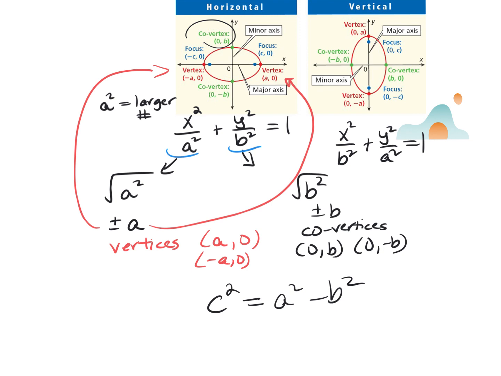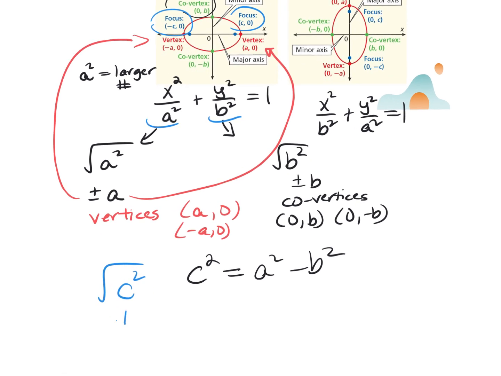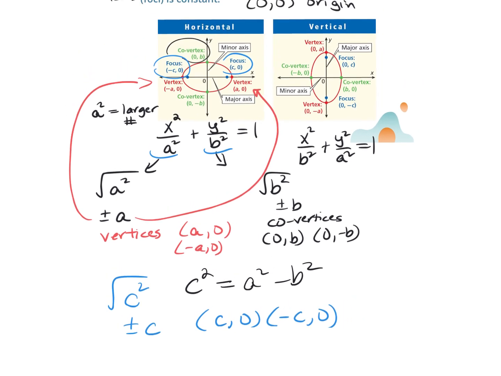Again, the focus points use c, and that's in blue here. I would take the c squared value and square root it, and that gives me my c, which gives me my focus ordered pairs. When it's horizontal, it's (c, 0) and (negative c, 0). Now, when it's vertical, notice the ordered pairs change. For the vertices here, notice now it's (0, a) when it's vertical.